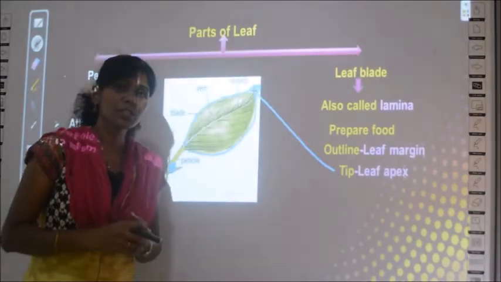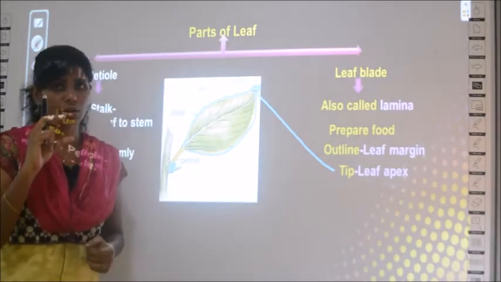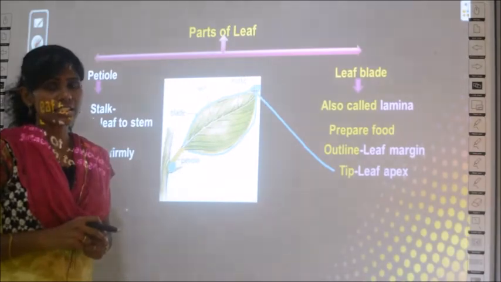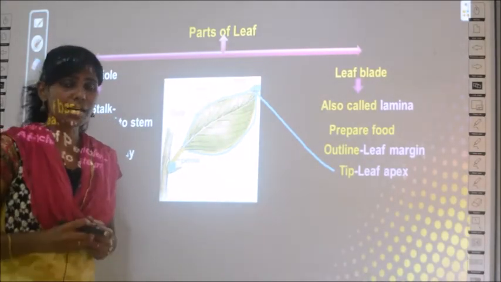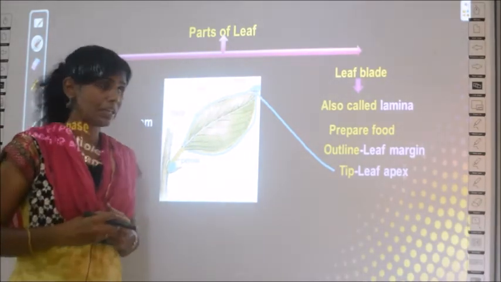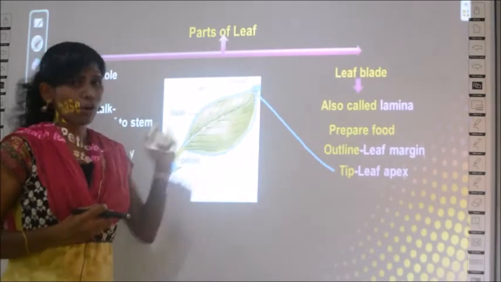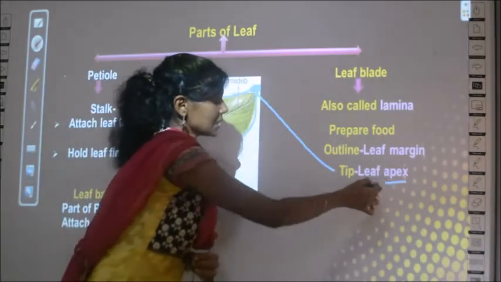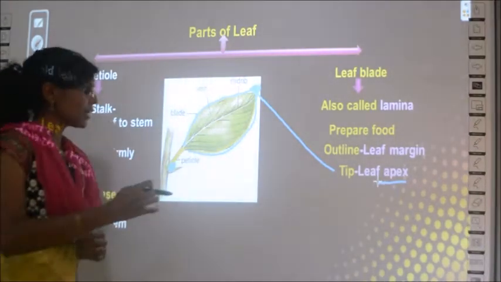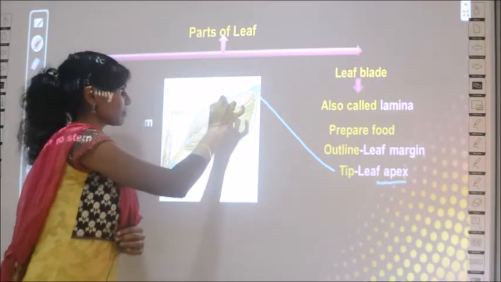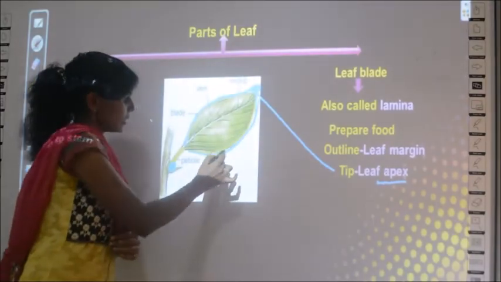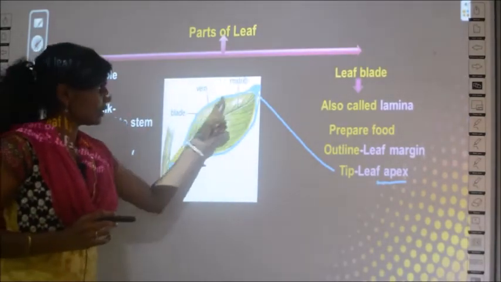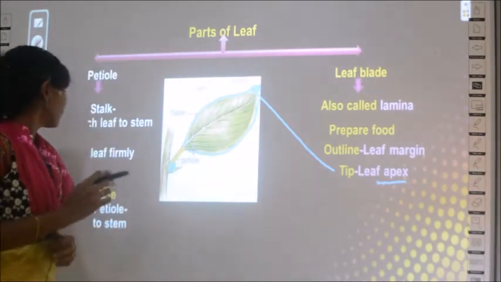In buds also you have studied, no? The tip is called apical bud, right? If a bud is present in the tip of the plant or the stem, it is called apical bud. Similarly, the tip of the leaf blade is called leaf apex. Apex means tip. And what is margin? All the outer surface is called the margin. This outline is only called margin.